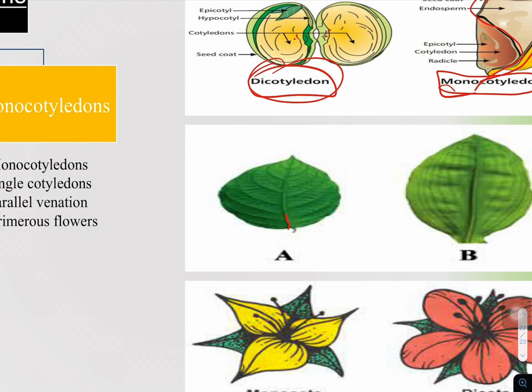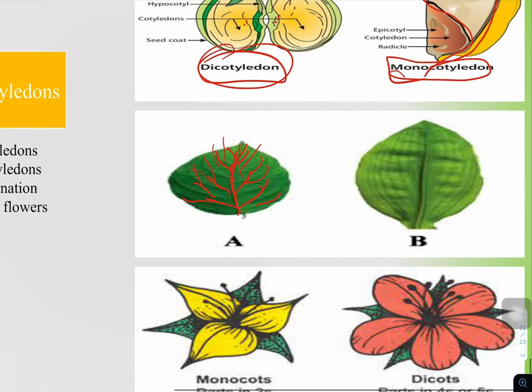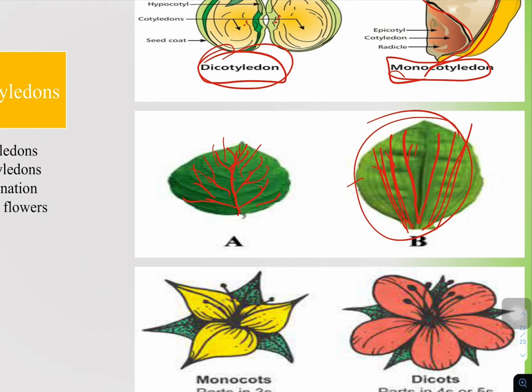Dicots have reticulate venation in their leaves. They have what? Reticulate venation. Their veins and veinlets are present in the form of a network-like structure in dicots. In monocots there is parallel venation. Veins move parallel to one another. There is no network formation in monocots. Hence it is called parallel venation.